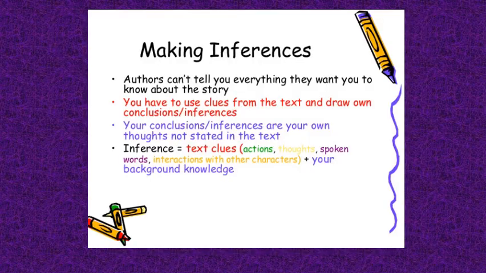How do we make inferences? So authors can't really tell us everything they want us to know about a story, which means we have to use clues from the text and draw our own conclusions and inferences. Our conclusions or inferences are our own thoughts, not stated in the text. Inference equals text clues, which are actions, thoughts, spoken words, or interactions with other characters, plus our background knowledge.